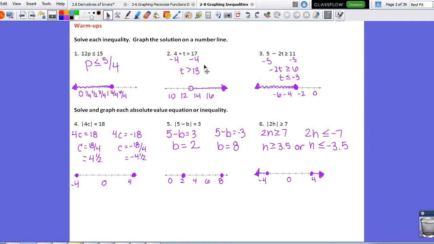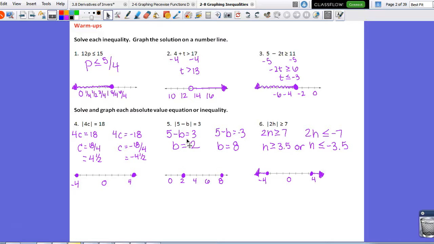What we are going to do now is, again, take the idea of piecewise, take the idea of absolute values, and apply them to a graph with a solution area and a function. So we're going to take those old ideas and apply them to these new ideas. So is everybody okay with the warm-up?